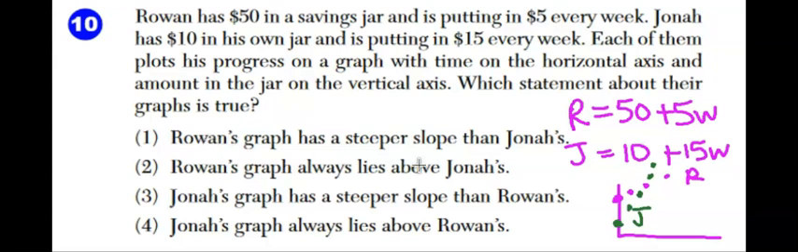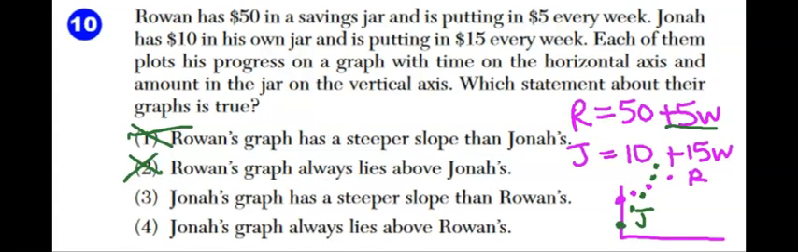So Rowan's graph has a steeper slope? No. His rate of change is lower, so that's not true. Rowan's graph always lies above Jonah's? Probably not. Jonah's graph has a steeper slope than Rowan's. That's definitely true.